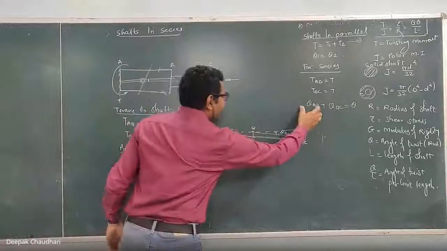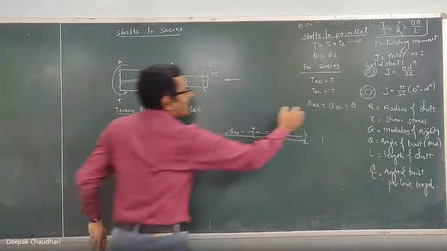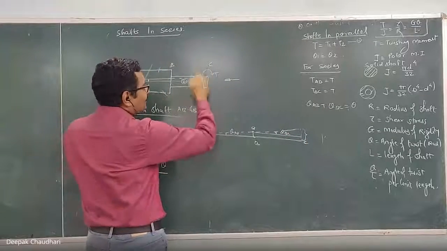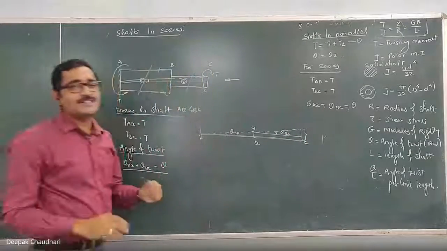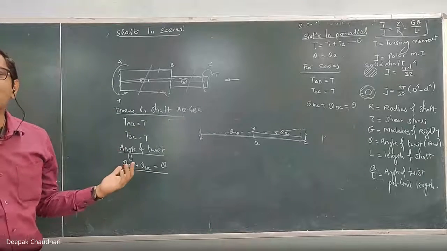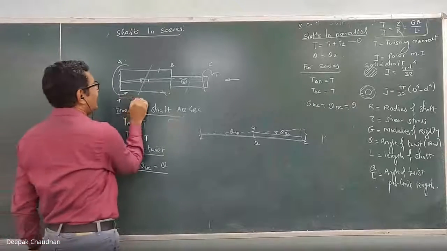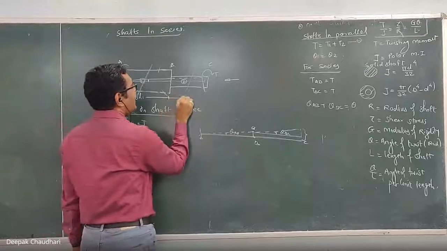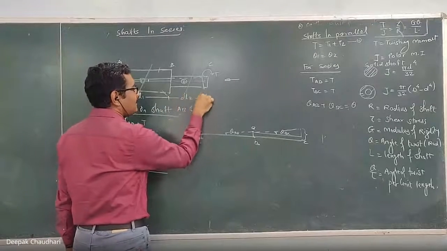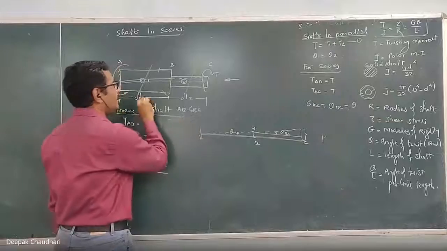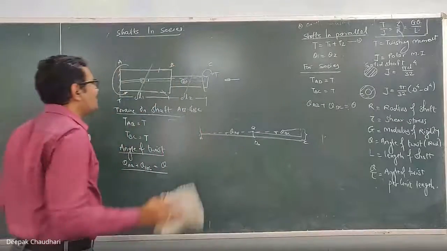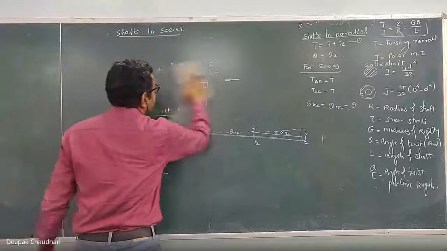Theta AB is the relative angle of twist for the part AB and theta BC is the relative angle of twist for the part BC. So the total angle of twist is this plus this, just similar to the relation of deformation. If delta L1, because of the axial force, is the deformation of the part AB and delta L2 is the deformation of the part BC, how much is the total deformation? Delta L1 plus delta L2. Only there it was an axial force and here it is a torque.